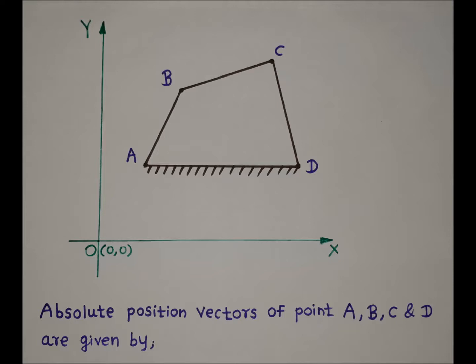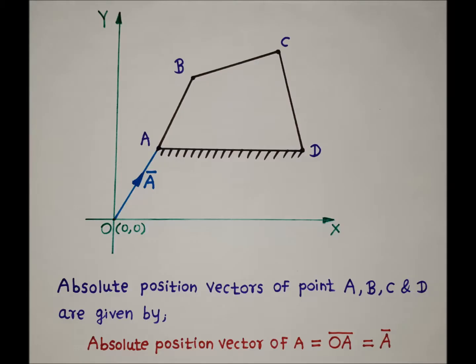Now here what we will do, we will go for position vectors, but we will go for absolute position vectors for points A, B, C, and D. Whenever we are going for an absolute position vector, how can we get those vectors? Obviously, we should draw a line. One end of that line will be at the origin, and the other end will be at the point for which we expect the absolute position vector.